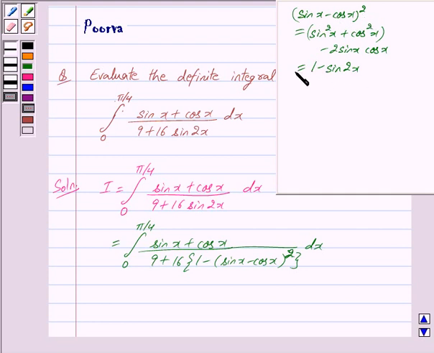So we have got (sin x minus cos x) whole square is equal to 1 minus sin 2x. We can also write this as sin 2x is equal to 1 minus (sin x minus cos x) whole square. So in this first step, we replace sin 2x by 1 minus (sin x minus cos x) whole square to get the second step. So you have understood how we have got the second step?